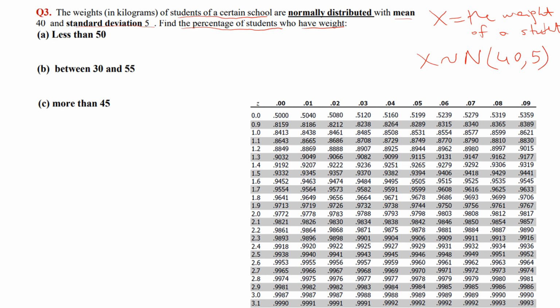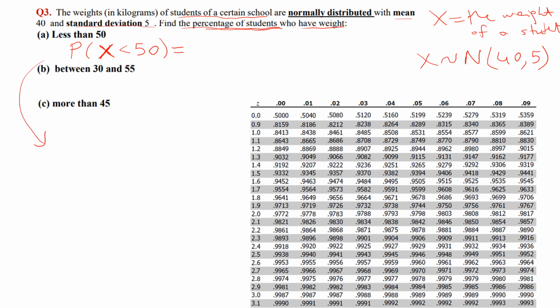Okay, so this one is asking what's the percentage of the students, that means the percentage of the students who have weight less than 50. So it's the same as asking what's the probability that the weight of a student is less than 50. So the percentage of the data which is less than 50 can be found by this. And how can we find this one? Now, since it's x, we have to be careful. We have to change x to z.